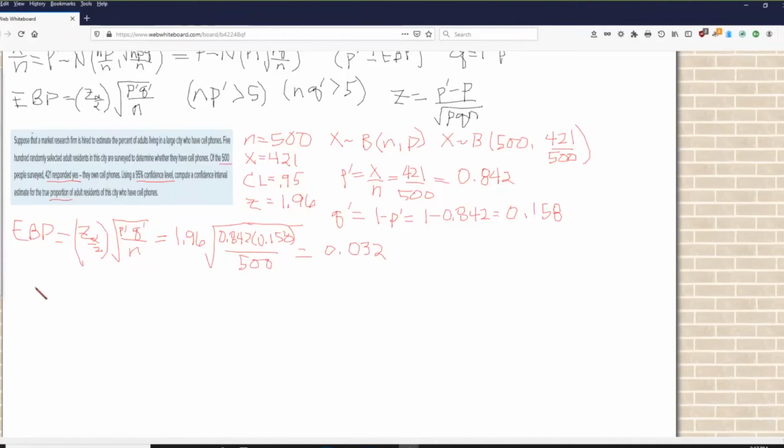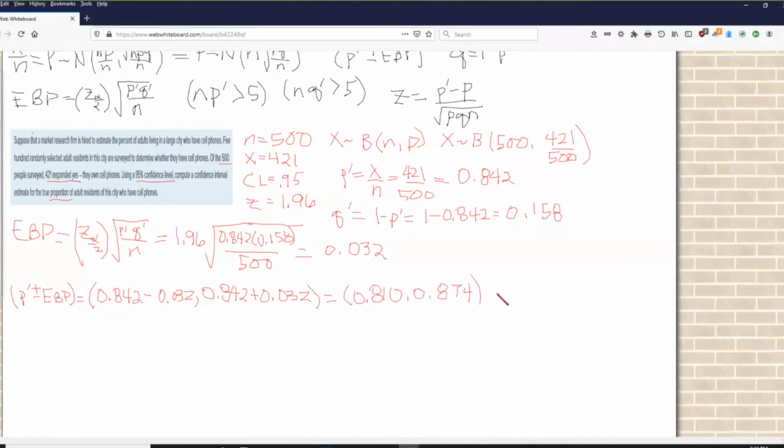Okay. So now let's do our confidence interval. So remember, our confidence interval is going to be P prime plus or minus the error bound of the proportion. So my P prime is 0.842 minus the error bound, which is 0.032. Then my upper bound is going to be 0.842 plus 0.032. And that's going to give me 0.810, 0.874.